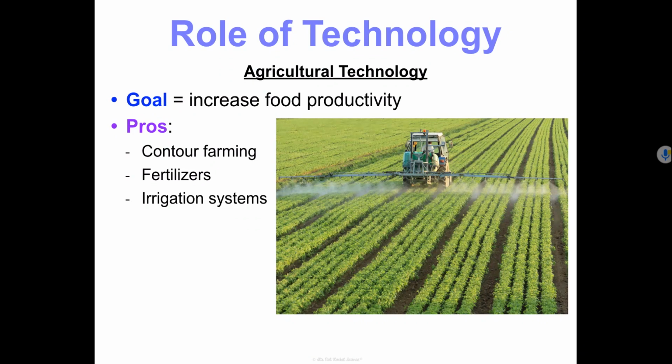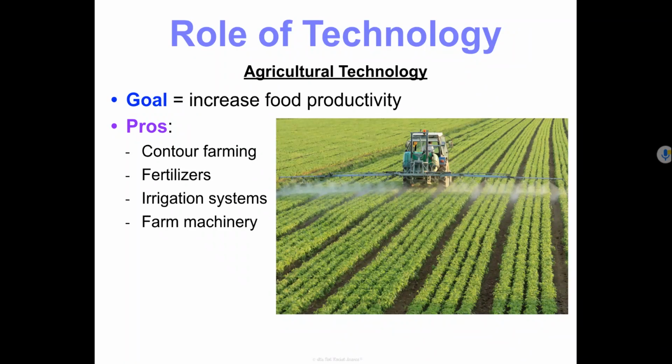We also use irrigation systems. This is a pro of agricultural technology, and irrigation is just the artificial application of water to the soil through tubes, pumps, and sprays. And you can see in this image a piece of machinery that's spraying these plants. Irrigation is usually used in areas where rainfall is irregular or drought is expected. That's beneficial because you can then grow crops in areas that you could not under natural conditions.